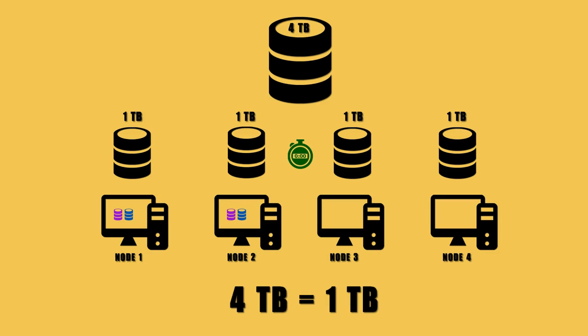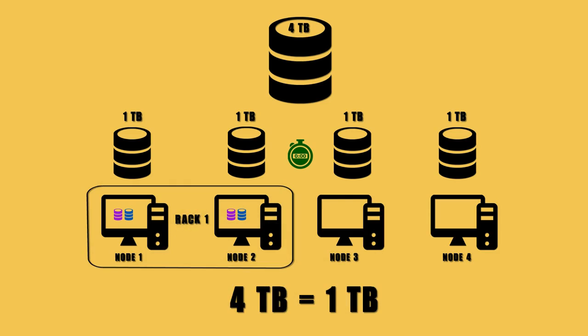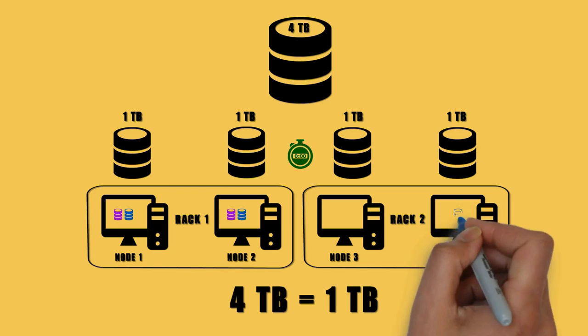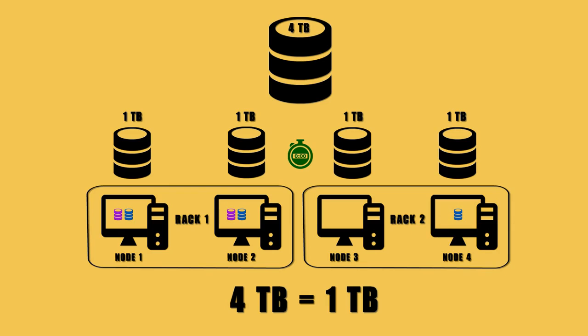In order to reduce the bandwidth and latency time, it would store 2 copies of the same part of the data on nodes that are present within the same rack, and the last copy would be stored on a node that is present on a different rack. Let us say node 1 and node 2 are on rack 1 and node 3 and node 4 are on rack 2. Then the first 2 copies of part 1 will be stored on node 1 and node 2, and the third copy of part 1 will be stored on either node 3 or node 4. A similar process is followed for storing the remaining parts of the data.